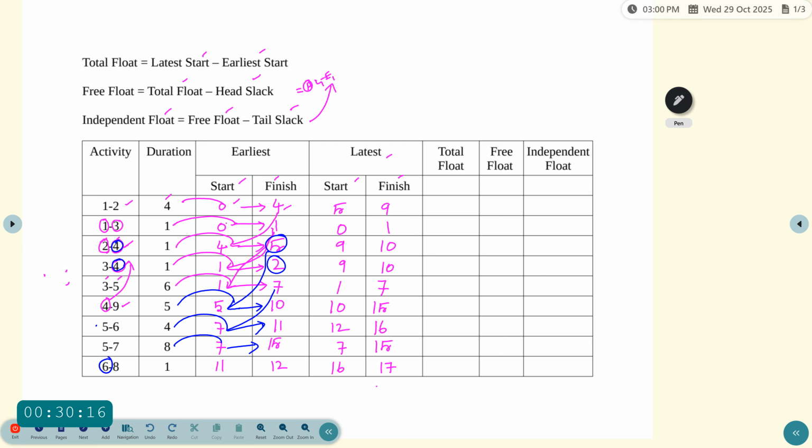And then sixth one, ending with the sixth one. Which one is sixth one? So 11. So add the 11 and then adding with the duration, we have 11 plus 1 equal to 12. Okay. So next we have to find latest time. So every latest time starting with the last event which is 17. So 6 to 8. Next page. Go to next page.